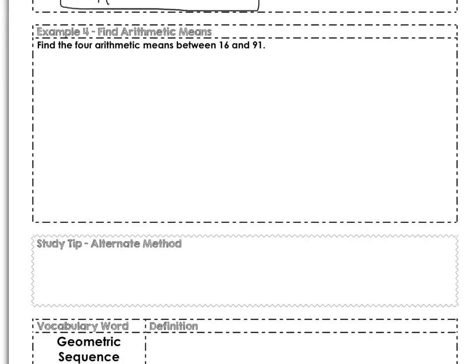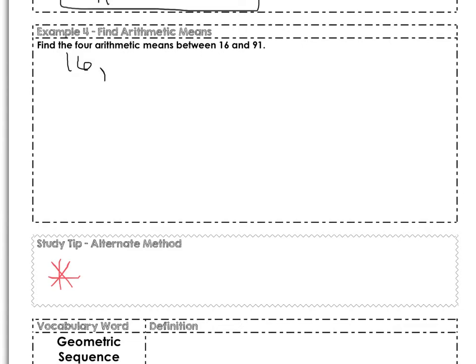All right, in our last example for arithmetic sequences, I'm going to explain the method done by the textbook, but I'm really hoping that you take to heart this alternate method. It takes more of a logic approach. It's just one that I would personally be a little bit more comfortable using. So I'm finding the four arithmetic means between 16 and 91.